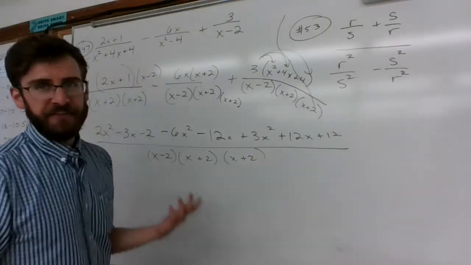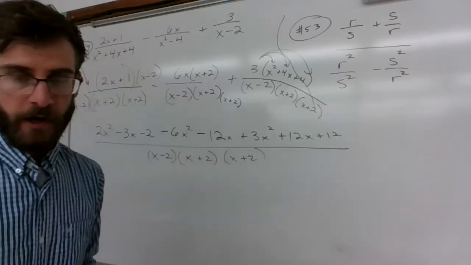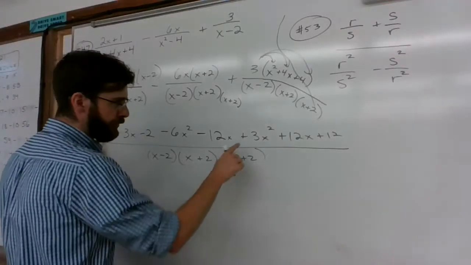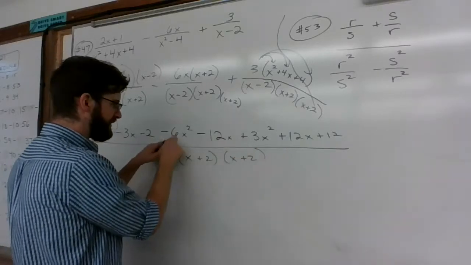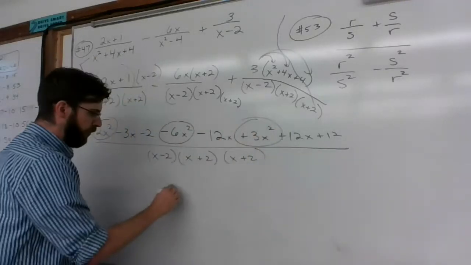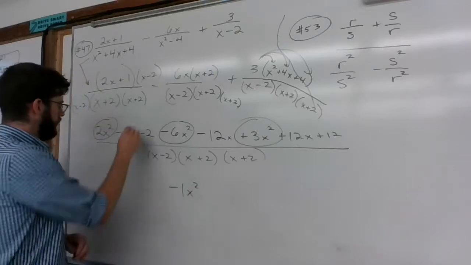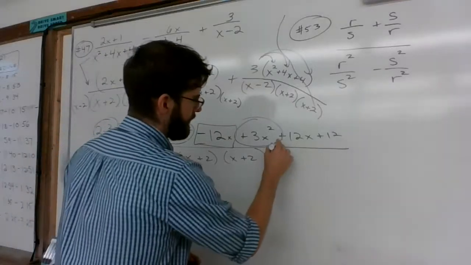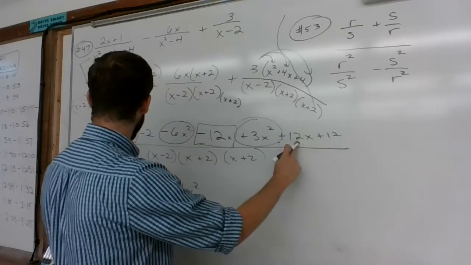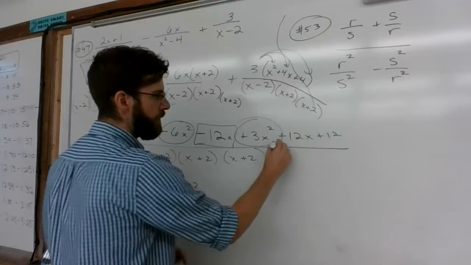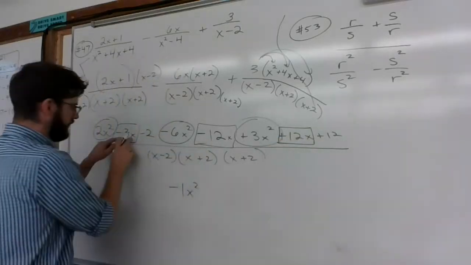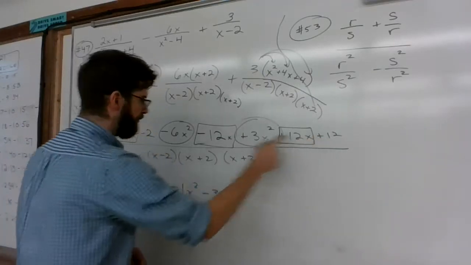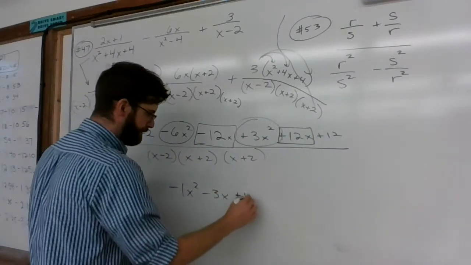All right, and basically at this point it's an algebra 1 type scenario where, can I collect the like terms? Yes, I can. So 2 plus 3 is 5, minus 6 is negative 1x squared. Negative 3x minus 12x is negative 15x. But these 12x's cancel out, and you're just going to be left with negative 3x. And then plus 12 minus 2 is plus 10.